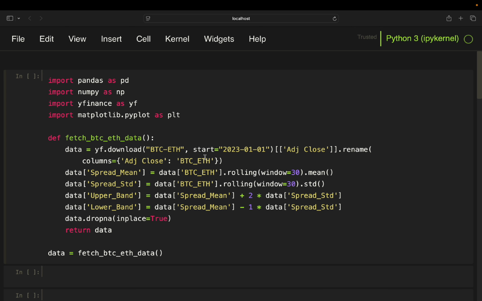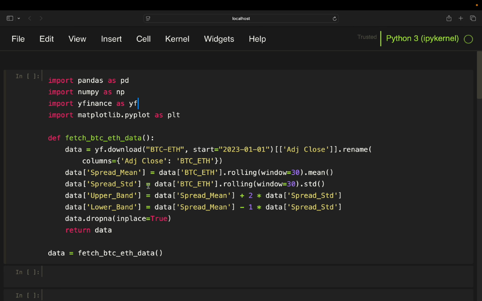Then I start calculating what I need for my trading bands, which is rolling statistics, namely the mean spread, which is just rolling over the BTC ETH column for 30 days and pulling the mean. Same story for the standard deviation: rolling over the same column for 30 days again and pulling the standard deviation. The upper band is the mean spread plus 2 times the spread standard deviation. The lower band is the mean spread minus 1 times the spread standard deviation, so you have more leeway on the upper band than on the lower band. Then I drop some NaNs and return the result.